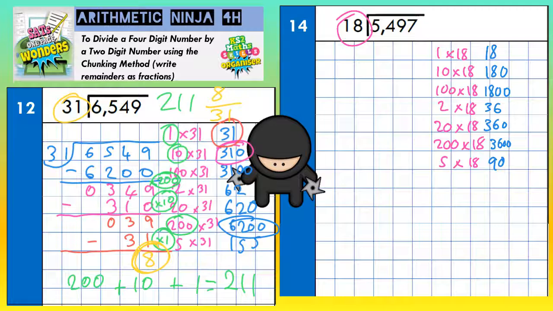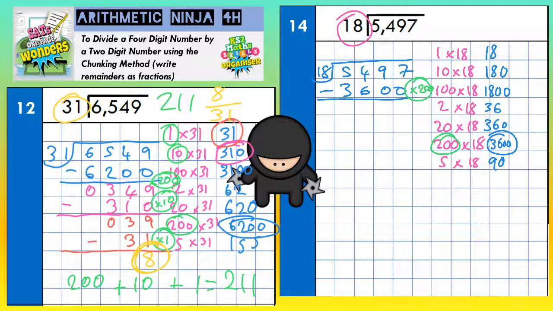Now we're ready to start subtracting our chunks. So 18s into 5,497. Well, the biggest number we can take away is going to be this 3,600. So let's take away 3,600 and see how low that is going to get as well. 3,600 is a chunk of 200 18s. So pop a little times 200 at the side just to remind you. And let's see where we go next.